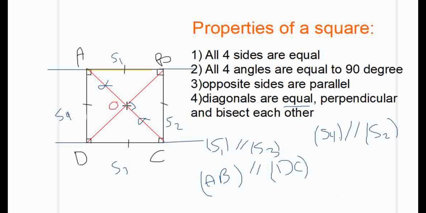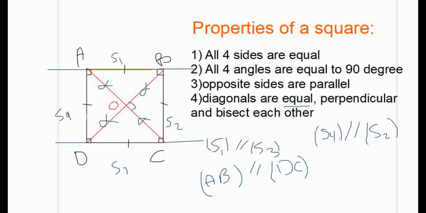Then also, O is the midpoint of DB. If this is 4, the midpoint is 2 and 2, so I will put the same sign. So also DO is equal to OB. You see those small segments AO, OD, OC, OB, they are equal. So these are all the properties of the square.